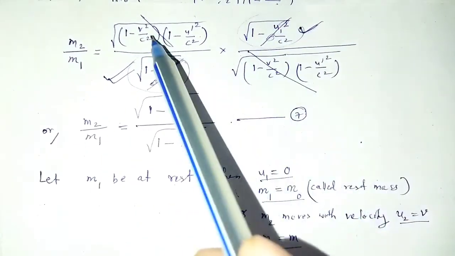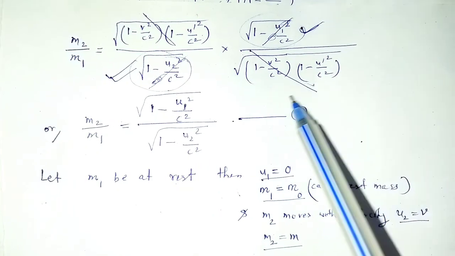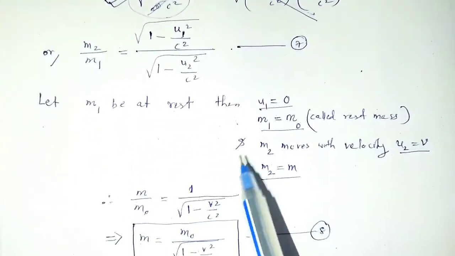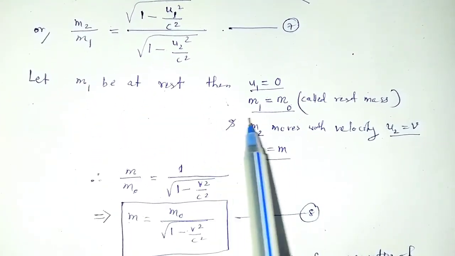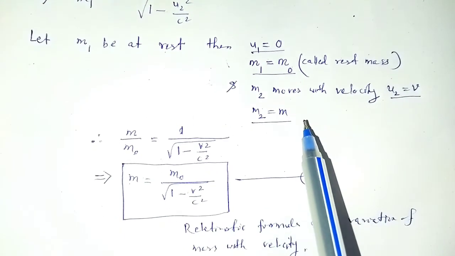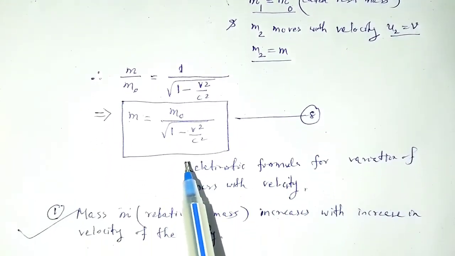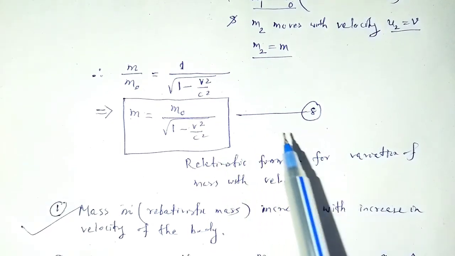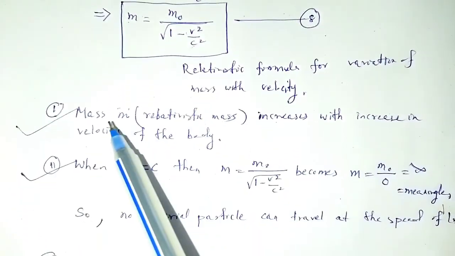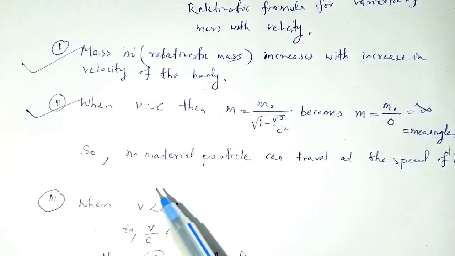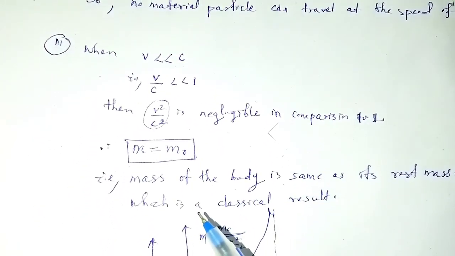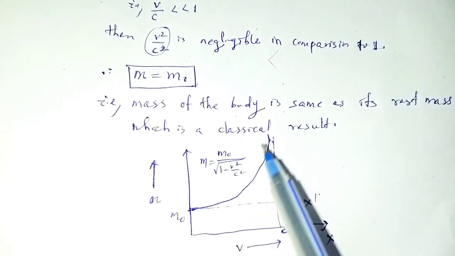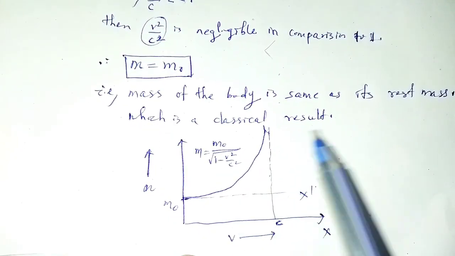This term, that term exists. These two terms are cancelled with each other. Therefore m2 by m1 will be this much. Taking a general condition as m1 at rest, therefore using its velocities we achieve the relativistic formula for variation of mass with velocities. From that formula we get these results and the graphical representation of velocity with mass.